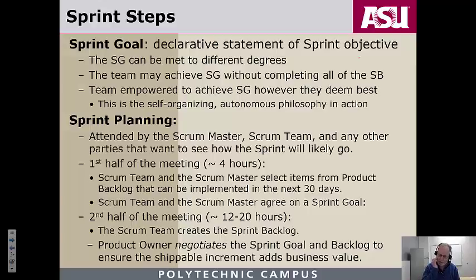Again, the team's in charge. The pigs are in charge. The team's empowered to achieve the sprint goal however they deem best. So they're supposed to be self-organizing, kind of autonomous, if you will. Once they make that agreement during planning, as we'll talk about in a minute, once the sprint's going, they achieve the sprint goal in the way that they, as trained engineers, feel is best, not how somebody else tells them to do it. And again, it's the collective responsibility of the team.